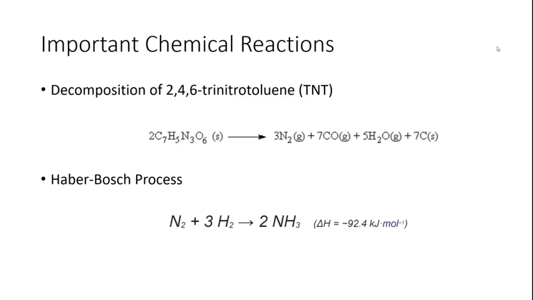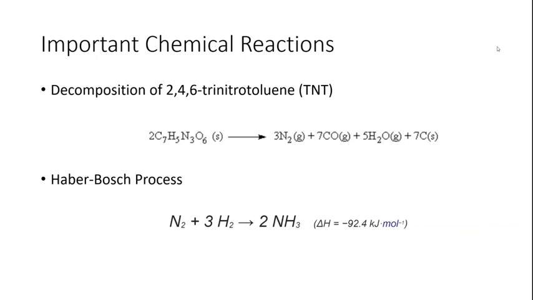Now, we'll be talking about some important chemical reactions involving these elements. The first is the decomposition of 2,4,6-trinitrotoluene, more commonly known as TNT. This reaction is very exothermic and it's also explosive, so it's very important as it has applications in industrial, mining, and military purposes.